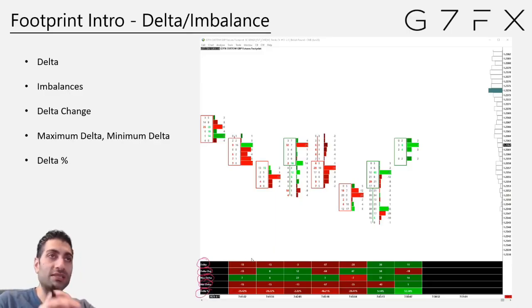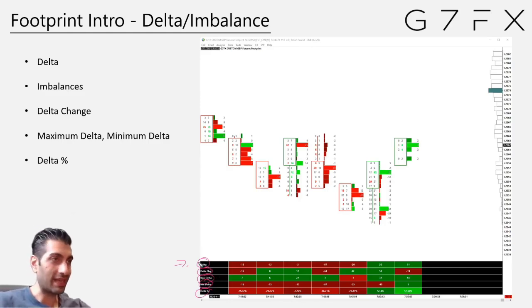Now you know what delta is individually on an absolute basis within each candle. Let's look at what this is. And look, we'll revisit all of this again. So if that didn't make sense, don't worry, it will when we revisit and do some examples. So basically, let's look at this table first.